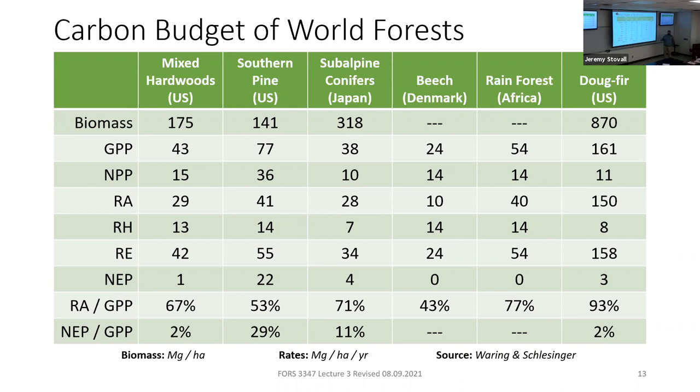And let's look at why, and let's look at another variable that's not on here. So we see Doug fir, 870, Southern pine, 144. So the Doug fir has way more standing biomass, but then look at NPP, 11 versus Southern pine, 36. Why is it the Doug fir has more standing biomass but less NPP? What's going on there that's not on here that could explain that? Yeah, age, right? We don't have age of any of these stands.